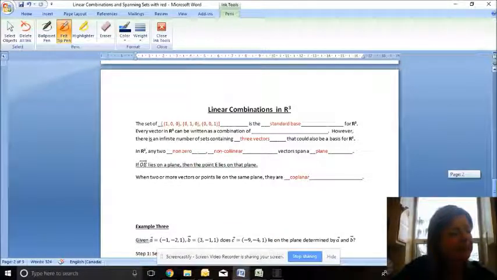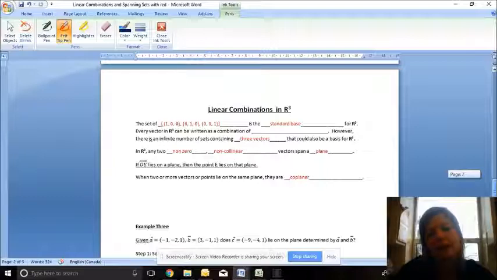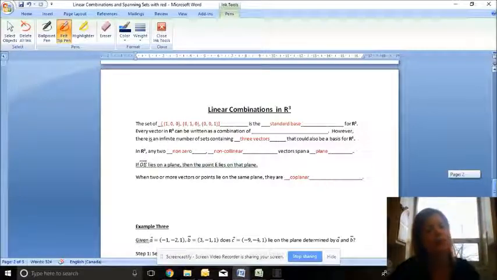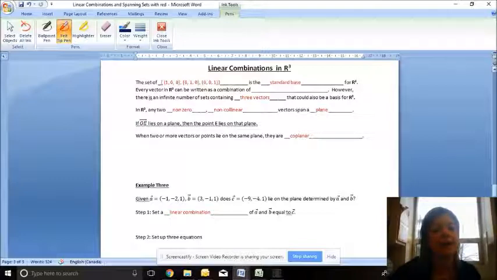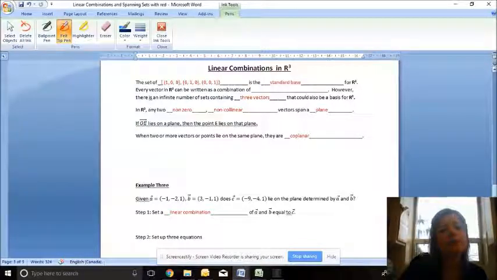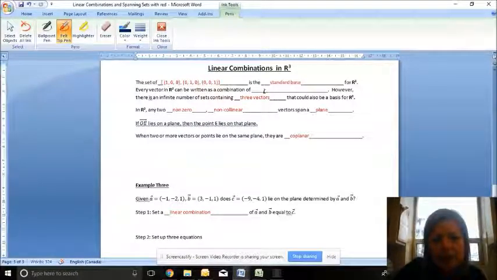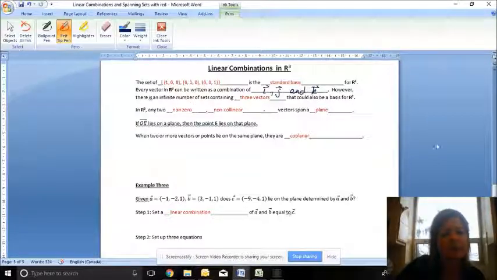Okay, so the similar thing can be said in R3. First of all, the set of the 3 unit vectors is the standard basis for R3. So every vector in R3 can be written as a combination of i, j, and k. However, there is an infinite number of sets containing 3 vectors that could also be a basis for R3.